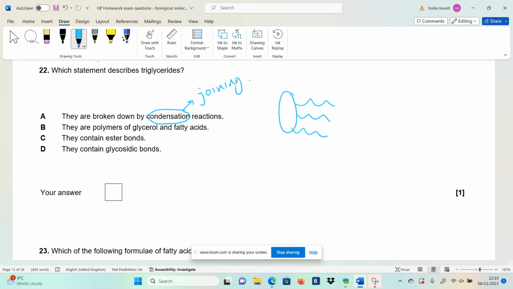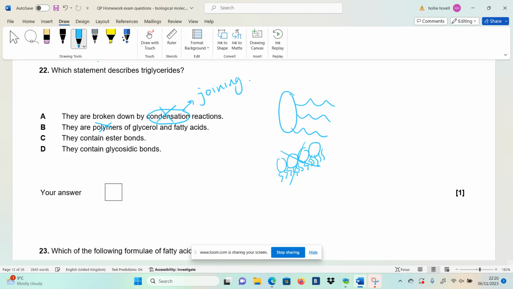Are they polymers of glycerol and fatty acids? Now, yes, they are made of glycerol and fatty acid, but they're not a polymer. A polymer would be if you've got, for example, glycerol with 3 fatty acids joined to glycerol, 3 fatty acids joined to glycerol, 3 fatty acids joined to glycerol. They're not lots of glycerol and fatty acids joined together. They just exist as one. So they're not a polymer.